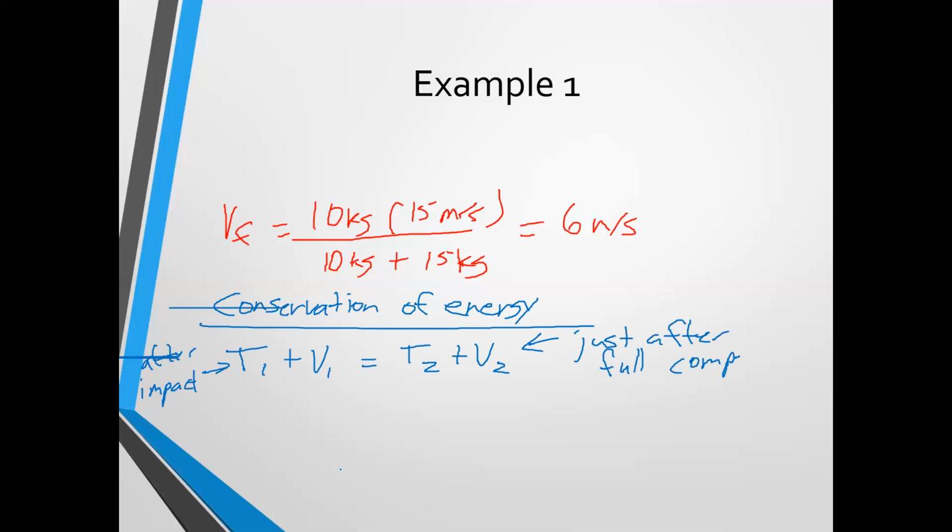So putting these two together, we say, okay, well, our potential energy at the beginning, just after impact, has no stored potential energy, so V goes to 0. And after full compression, our kinetic energy goes to 0. So we know that T1 is equal to our V2. We plug in what we know. This is going to be 1/2 mass times velocity squared. This will be 1/2 K times S squared.